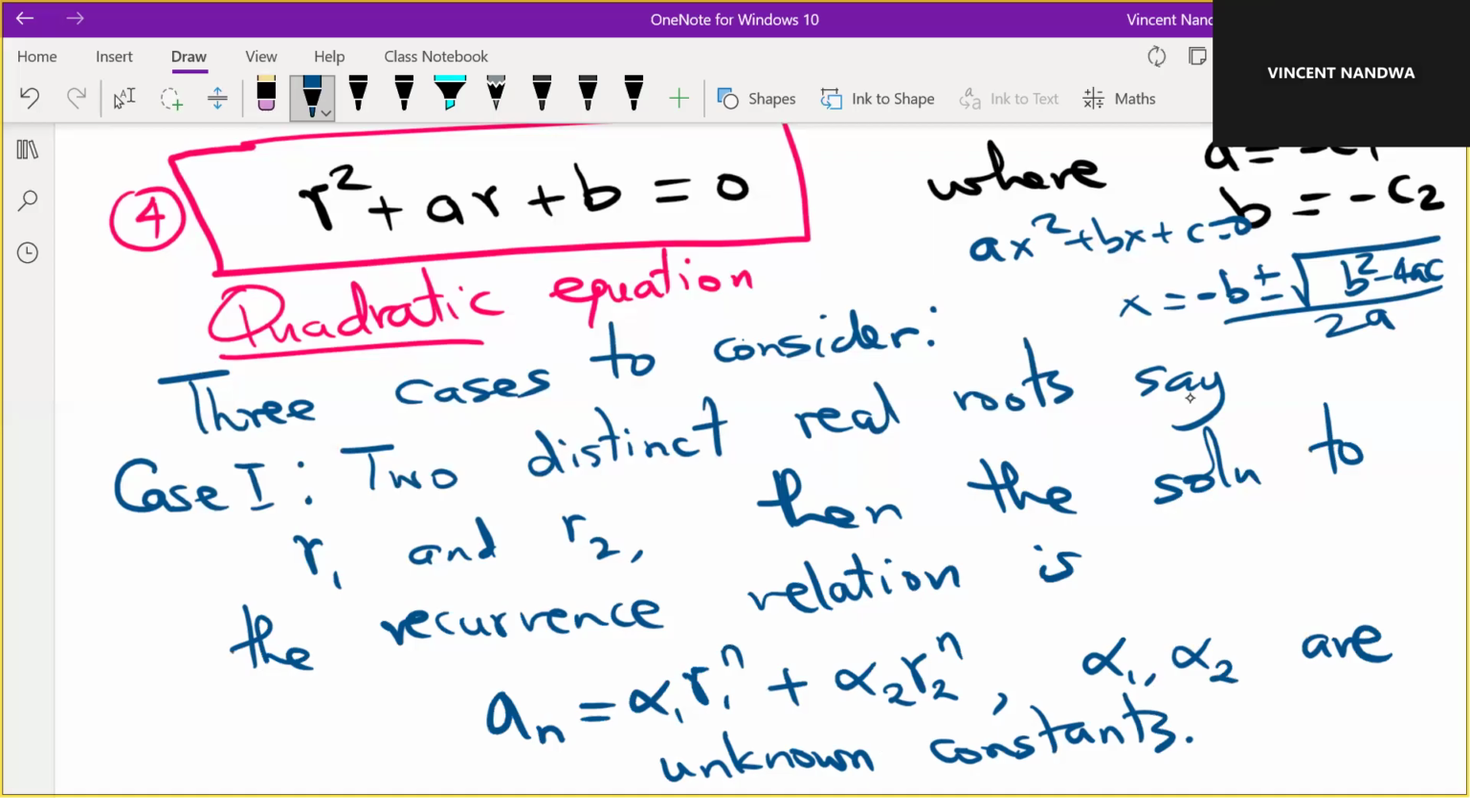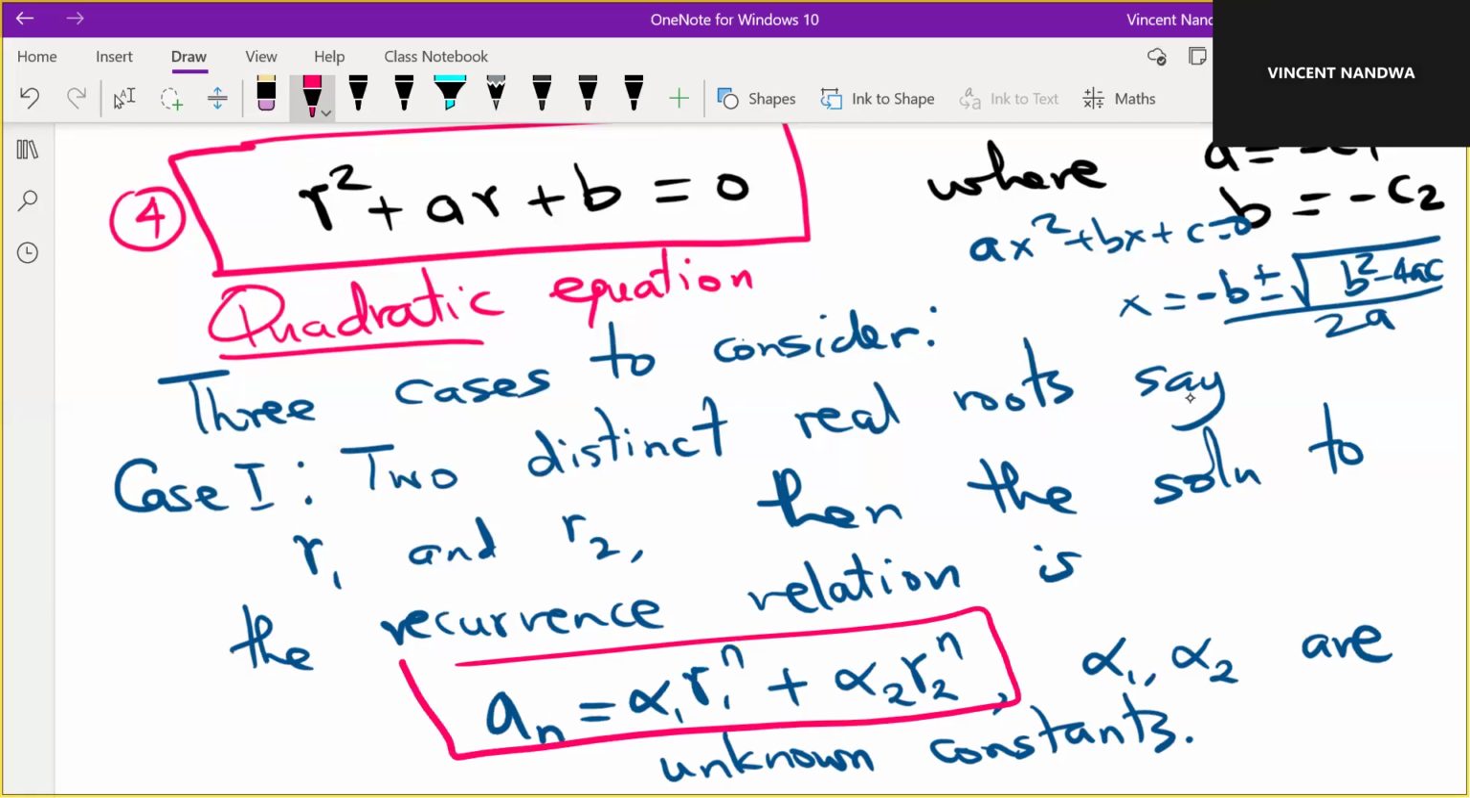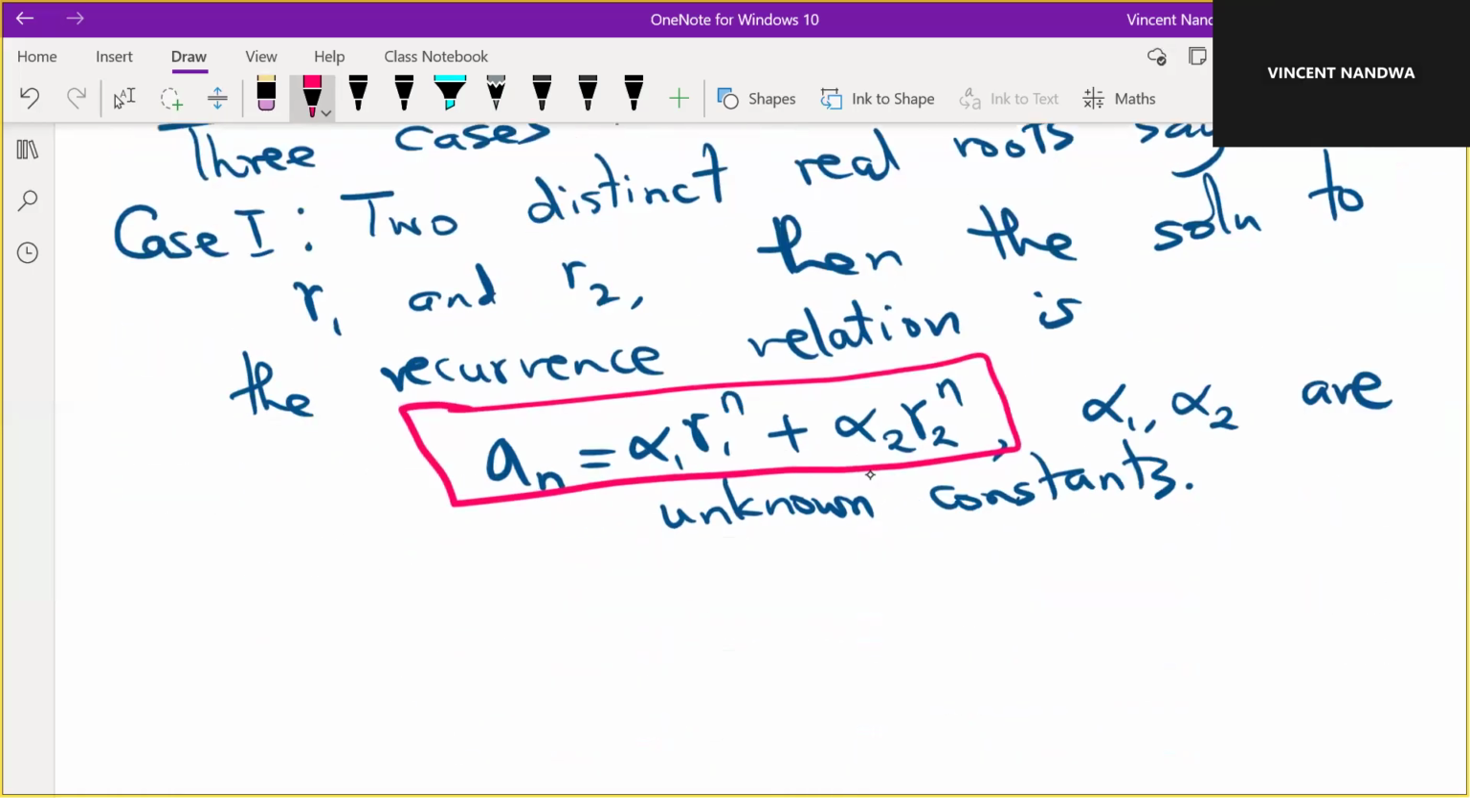If you can remember what you learned in ODE, this is the same thing that we are doing. When you get 2 distinct roots of the characteristic quadratic equation while solving a second order linear homogeneous differential equation, you get the linear combination as the general solution. So this is what we'll have as our answer to the recurrence relation of degree 2.